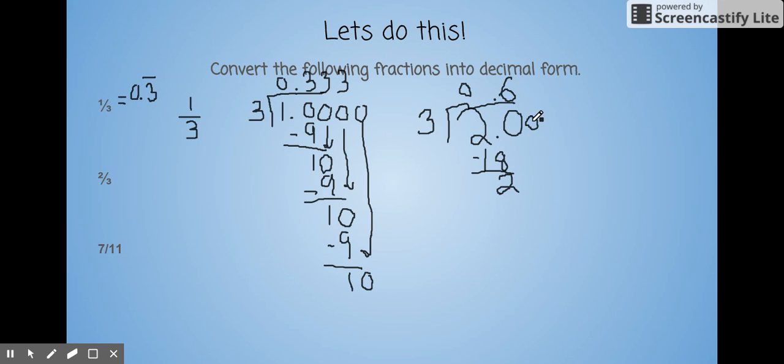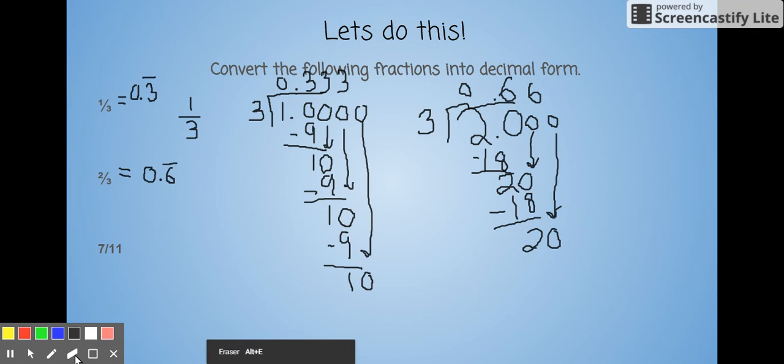I'm going to bring down a 0, and I have 20 again. So 3 can go into 20 6 times because 6 times 3 is 18. 20 minus 18 is 2. Bring down the 0. We're back to 20 again. So as you can see, this is another pattern where it's just going to keep going and is never going to end. So therefore, we can stop there because we see the pattern that is going on. And I'm going to write 0.6 repeating.